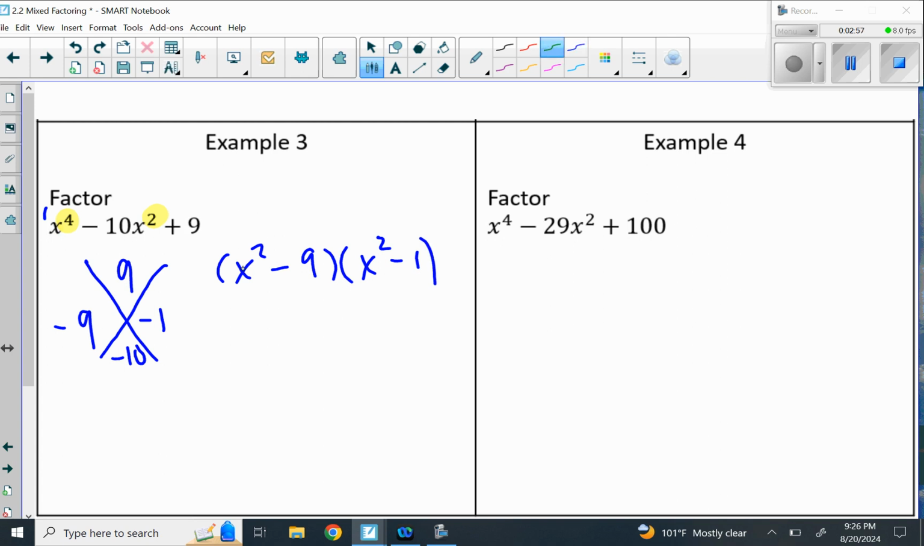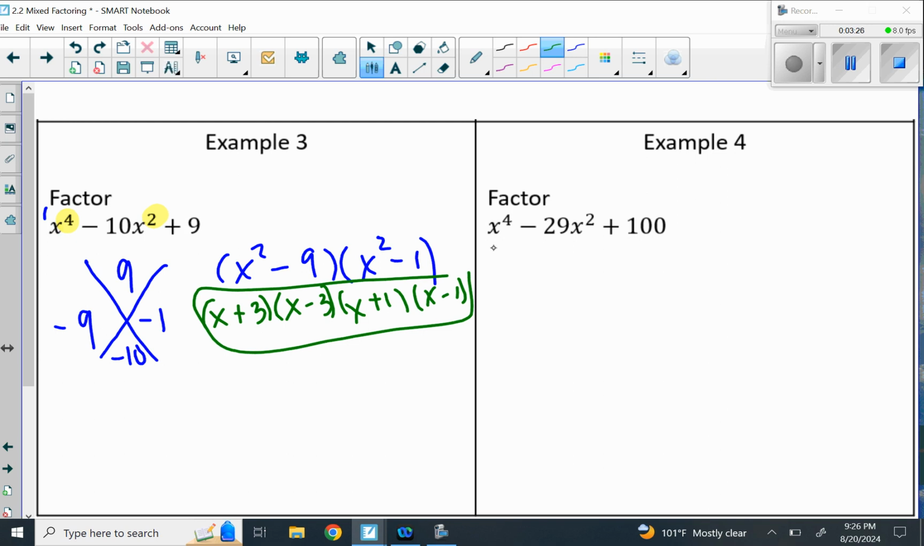Now we still have exponents, so we have to ask ourselves, can we do more? Well, this is a binomial with perfect squares and a minus sign. So this actually factors to x plus 3, x minus 3. And then we see the same thing here: binomial, perfect squares, minus sign. So this is x plus 1 and x minus 1. And then we have no more exponents. Everything's factored. So I want you to try the next example.